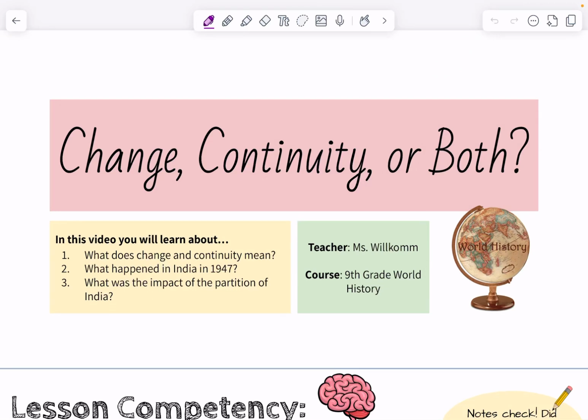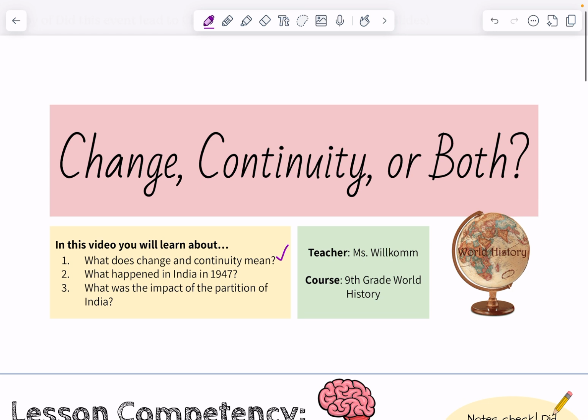Alrighty, today we're going to be learning about if events led to change, continuity, or both. So, specifically, we're going to answer the questions, what does change in continuity mean? What happened in India in 1947? And what was the impact of the partition of India? This is presented by Miss Wilcombe for the 9th grade World History course.